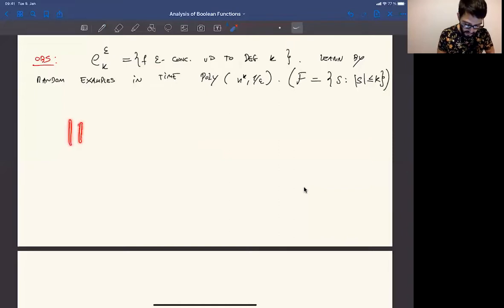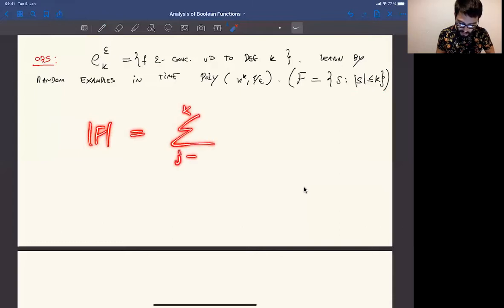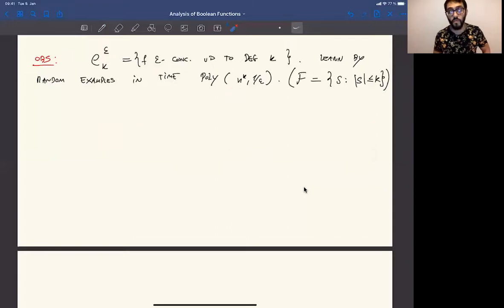But what's the size of f? Well, the size of f is the number of sets of size at most k. So the size of f should be this sum, and this is O of n to the power k. So that's why you get n to the power k there.